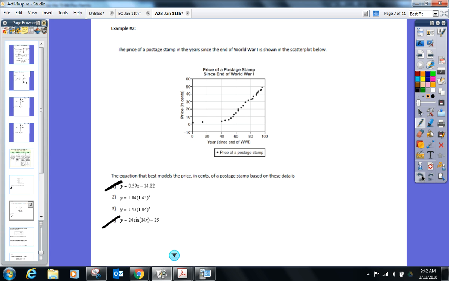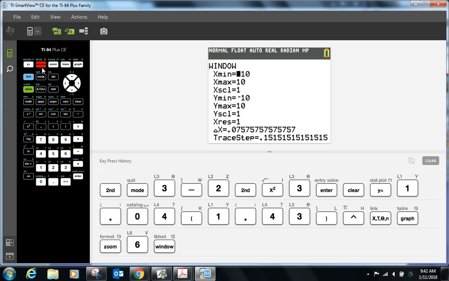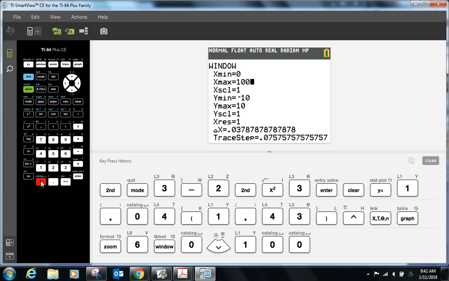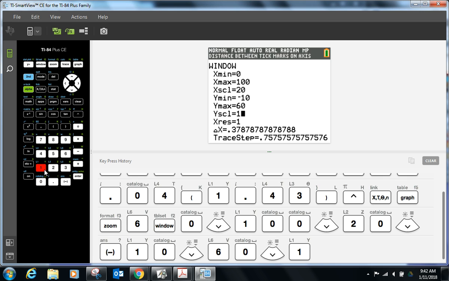Where do I go to change my window? Window. Okay, X minimum. You help me out. X minimum. 0. It goes all the way to what on the X max? 100. Looks like you're going by what here? 20s? I guess you could keep. I'll go by 20s too, I guess. What's your Y minimum? -10. And what's your Y max? 60. And it looks like you're going by 10s there. Okay.